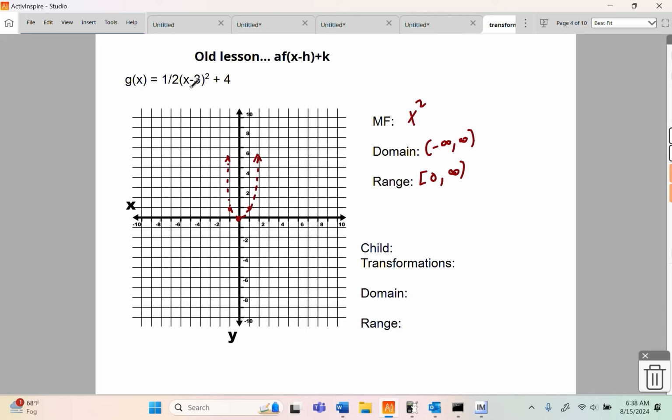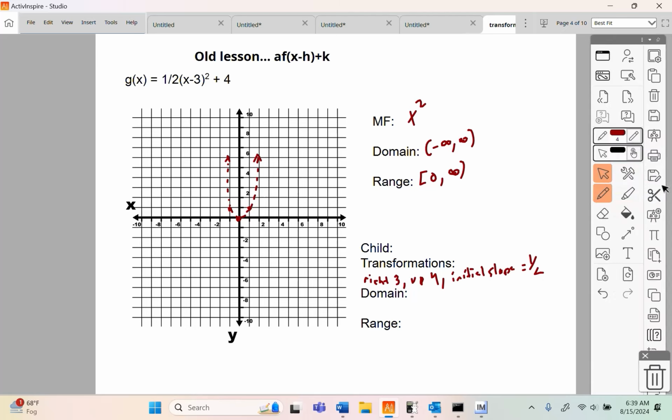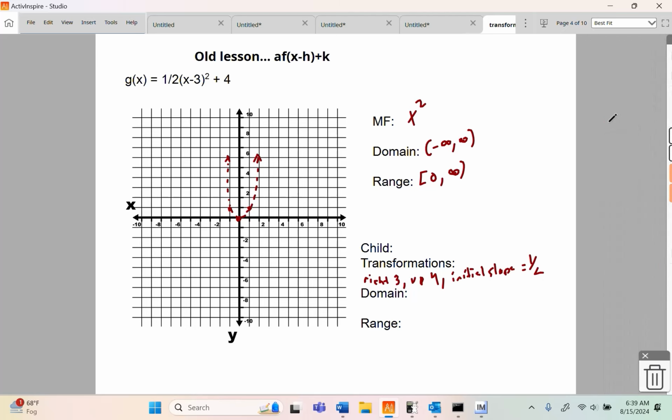The kid's got a couple of basic transformations. We have a right 3. We have an up 4. And then we have this, which is a vertical compression or initial slope of 1/2. Sorry, vertical compression. What that's going to do is we're going to rise a half a block as we run one, and it's going to make this thing shorter. But you know, if you push down on some Play-Doh, in addition to making it shorter, it makes it wider. So hence, vertical compression and a horizontal stretch mean the same thing.